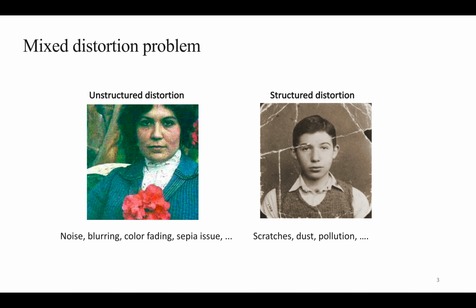By analyzing the existing old photos, we could conclude that the defects of old photos mainly come from two aspects: the unstructured distortion, such as blurring, color fading, and some slight blur, and the structured distortion, such as scratches and dust. Our target here is to solve them together with only one network.